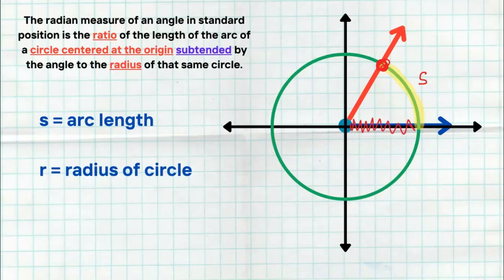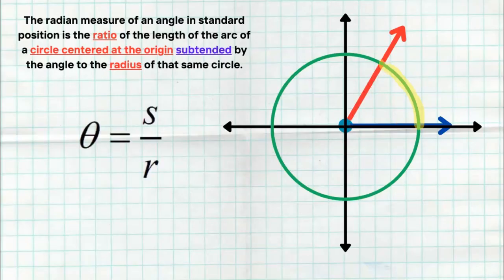And then everybody knows the radius, right? Here is the radius, or even here is the radius. The radius is always the distance from the center to the edge of the circle. So the ratio of that arc to that radius is the radian measurement. That's how we measure radians. So we would say that angle theta in radians is the ratio, which is the division, of that arc length S divided by the radius R. So S divided by R is how you calculate an angle's radian measurement.